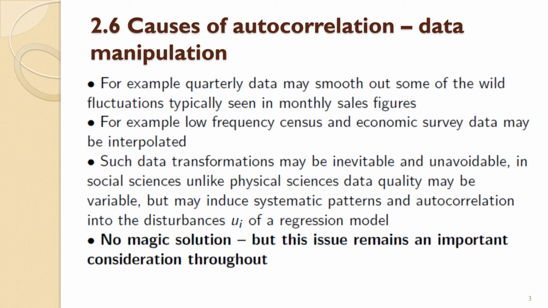Okay, so there's no magic solution here, but this remains an important consideration throughout. In this case, just an imperfection of the data set and what data is available, often these sorts of smoothing methods may induce an artificial autocorrelation in the data that you see. There's not necessarily an obvious solution to this, but it's important to be aware that this is a common problem that can occur.